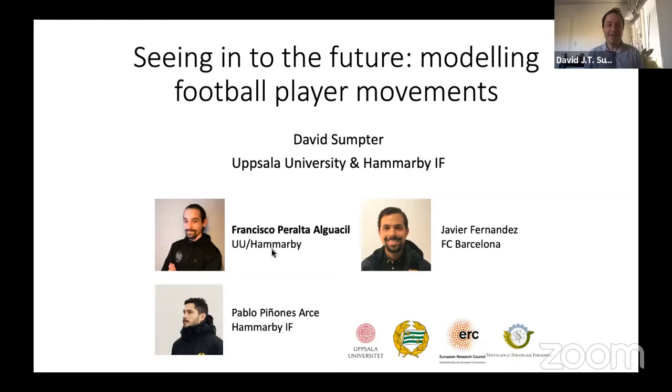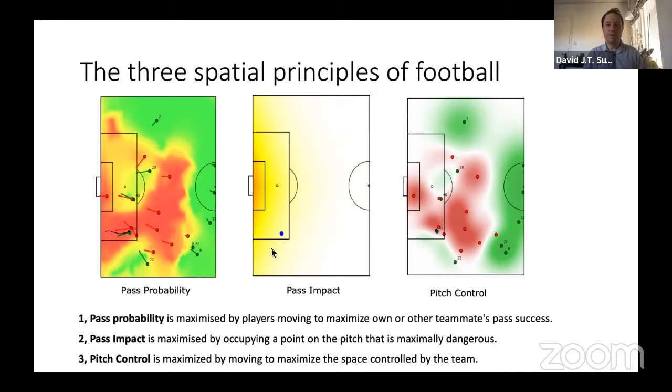Okay, so what I'm going to do is start with what I think are the principles of football. There are three spatial principles of football, and that's what we try to develop in our modeling. I'm going to go through them one at a time. The first of these is pass probability, the probability of success when you play a pass in football. What's shown here is that the player with the ball is here, number 17.